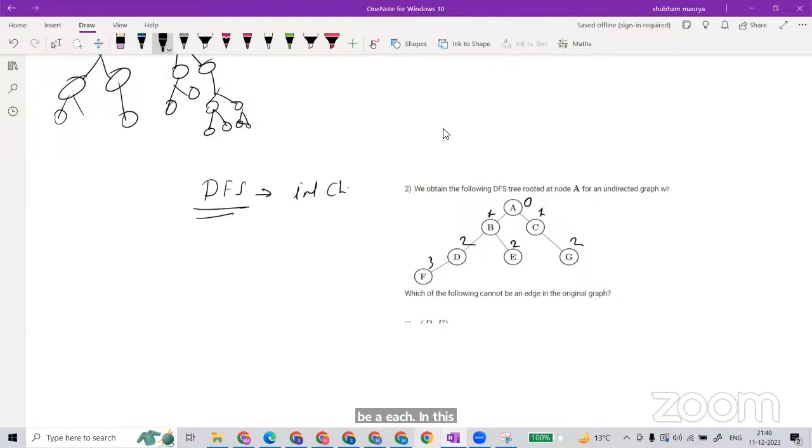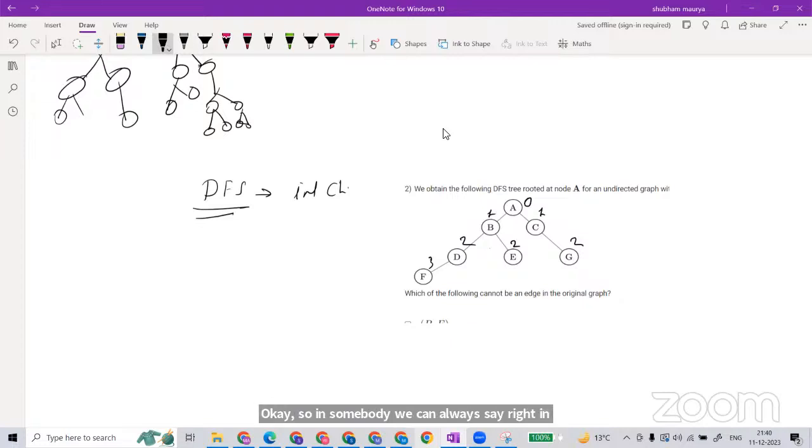The question is from E to F in the BFS, will there be a possibility of an edge existing? Yeah, in BFS there is a possibility. Okay. So in summary, we can always say, right? In DFS, there cannot be an edge between different branches, but in BFS, it is possible.